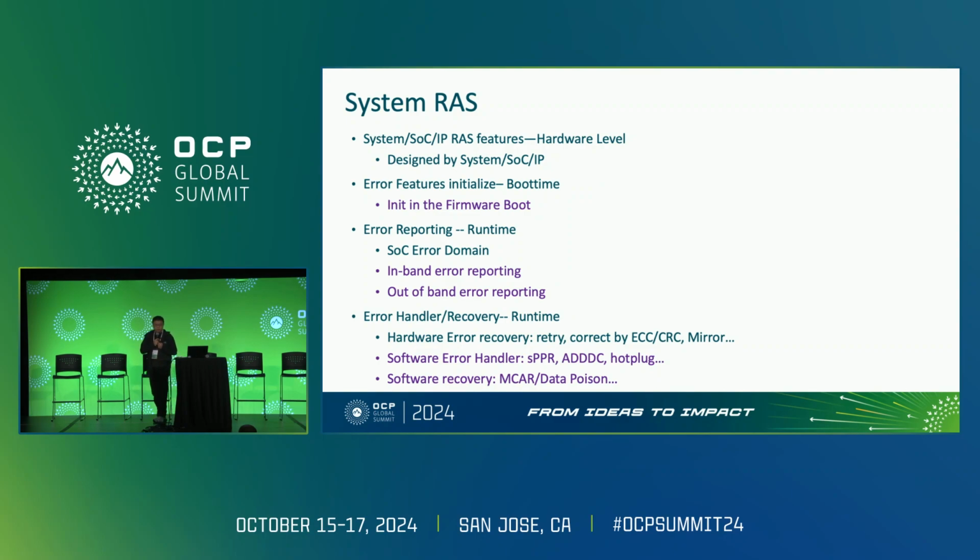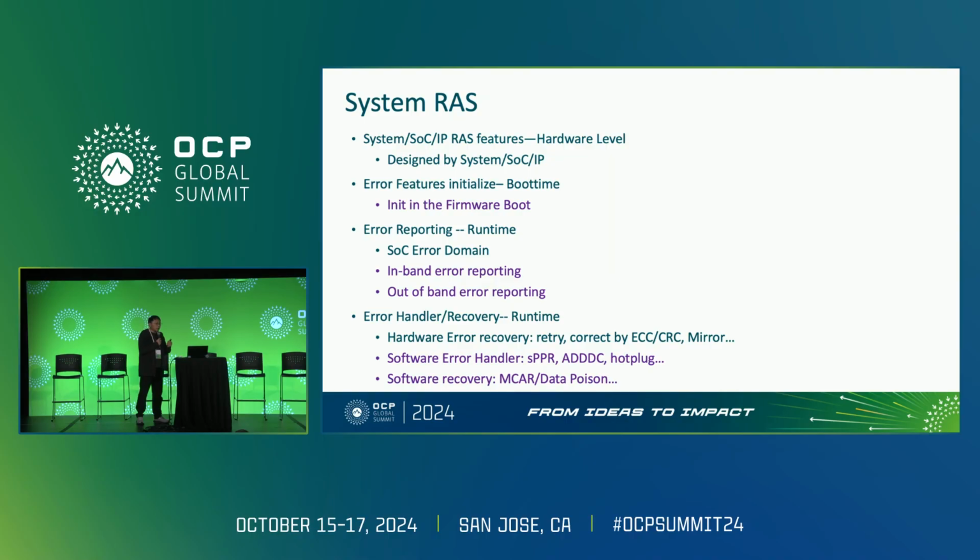So what's RAS? Here I list some areas for the system RAS. The first one is the system SoC or IP RAS features. This is for the hardware level. These RAS features have been designed in the SoC IP. For example, memory ECC has been designed in the memory controller, PCIe hot plug and Poison are designed in the PCIe IP, and there are core and mesh IPs, so then the SoC can integrate them together. All these features, the first layer, have been implemented at the hardware level.